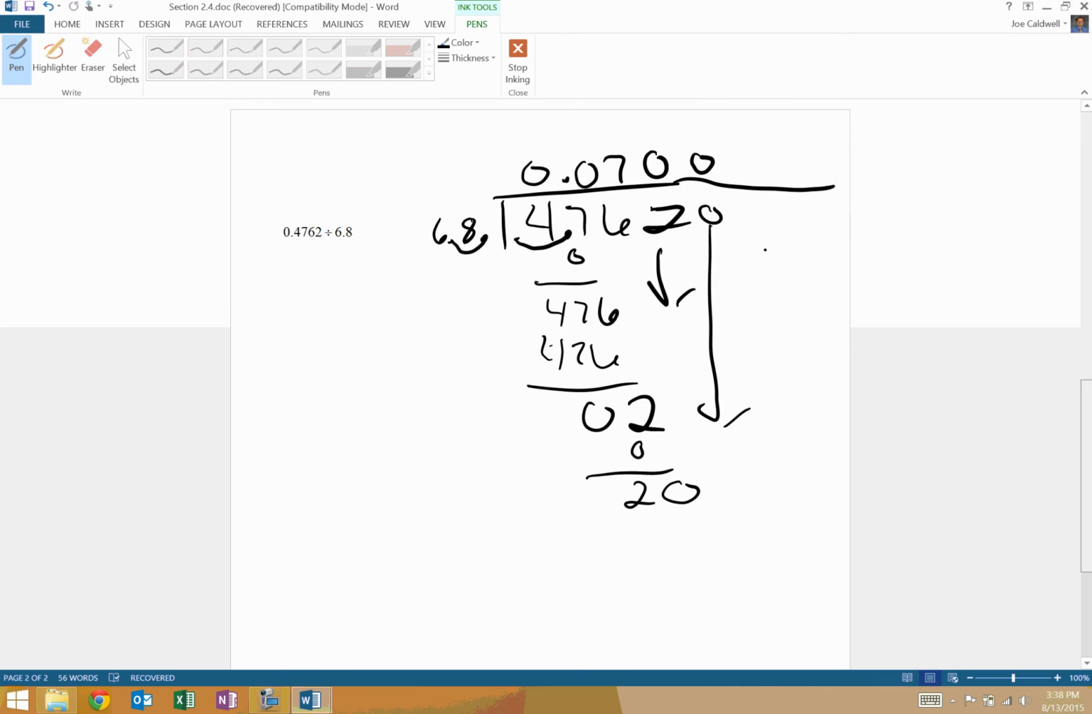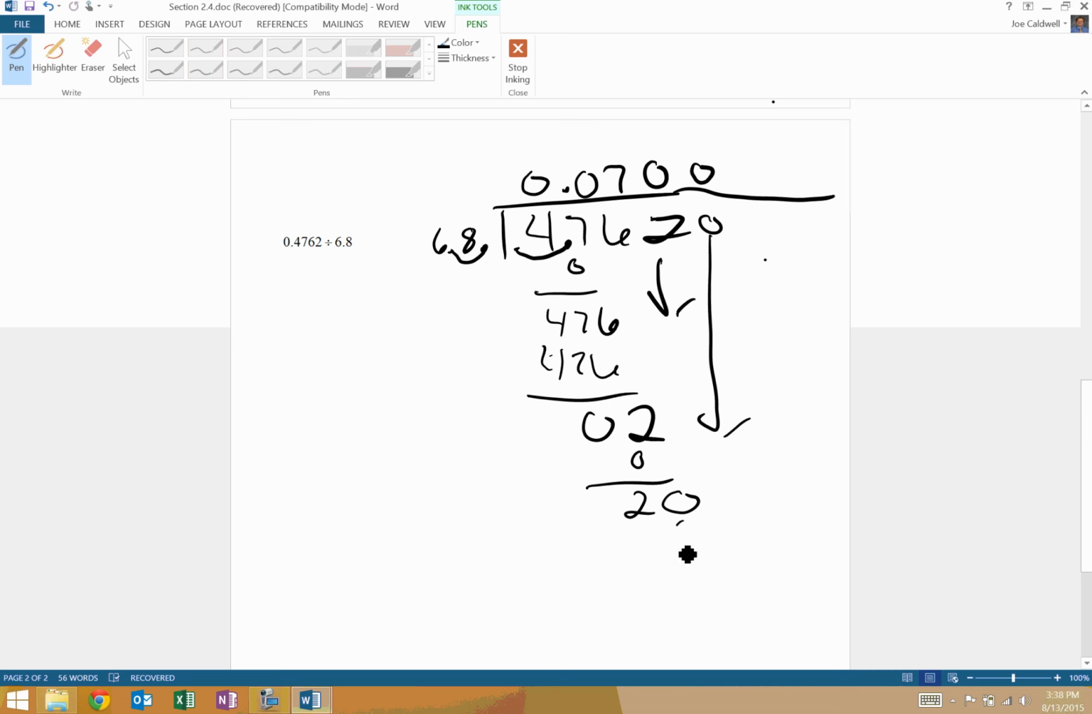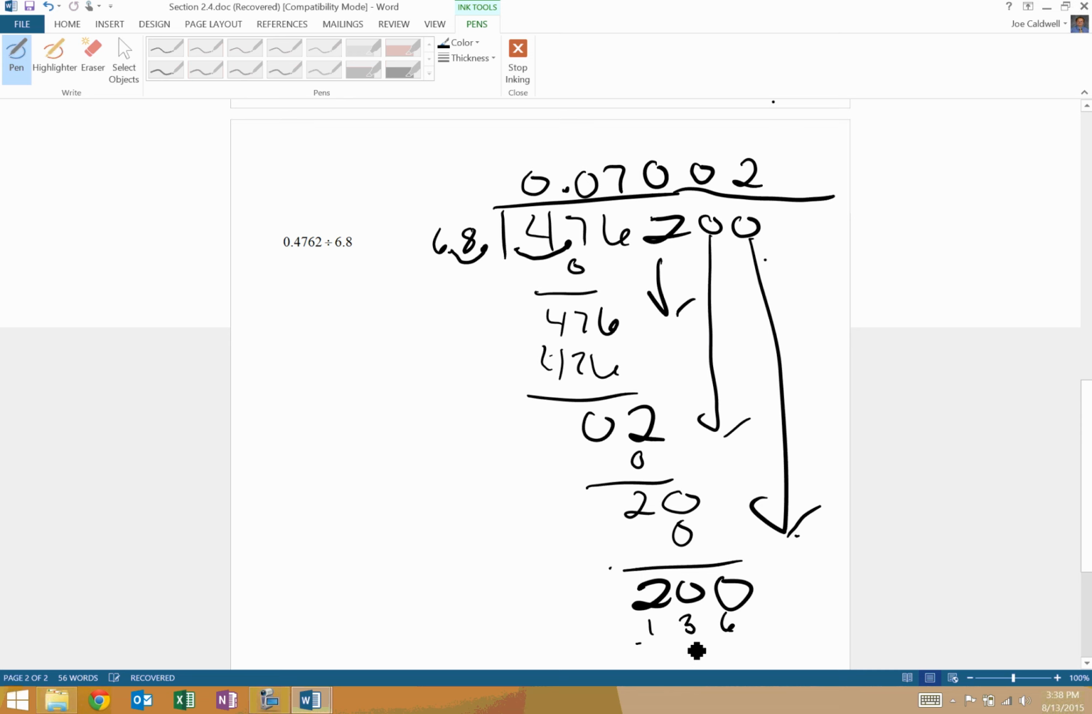68 times 0 is 0 again. 20. Add another 0. Drop it down. Okay. Computer to unfreeze here. Sorry about that. Okay. How many times does 68 go into 200? So we probably could keep going on for like a long time here, right? It can go in 2 times. 68 times 2 is 136. Okay. So that gives you 64, and we could keep going.